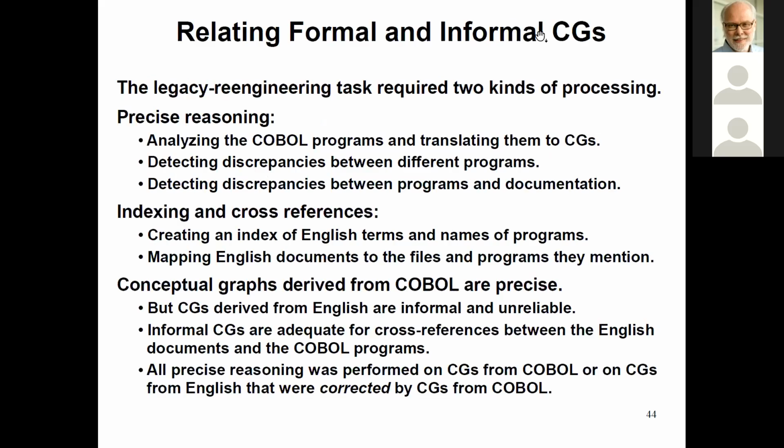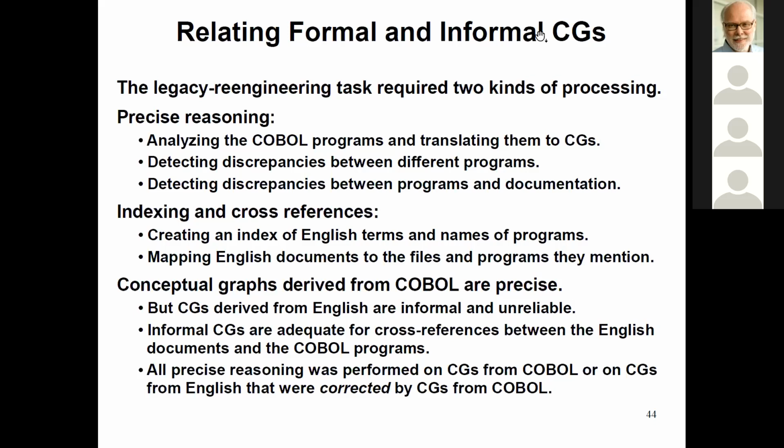And the point is that the legacy reengineering task required two kinds of programs. They did precise reasoning, analyzing COBOL programs and detecting discrepancies. It did indexing and cross-references, creating an index of English terms and names of programs, mapping English documents and files to the programs they mentioned. And the point is that the conceptual graphs that are derived from COBOL are precise, but the CGs derived from English are informal and unreliable.